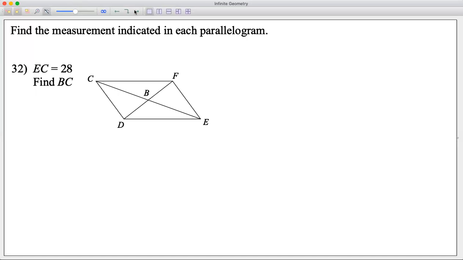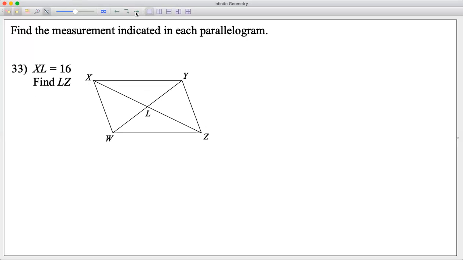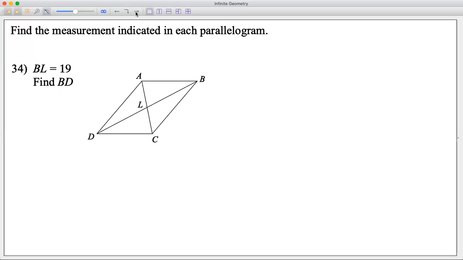Yes. Right. Okay. I think. XL is 16. So LZ is equal to 16. Stop me if you don't get it. BL equals 19, which means BD equals.